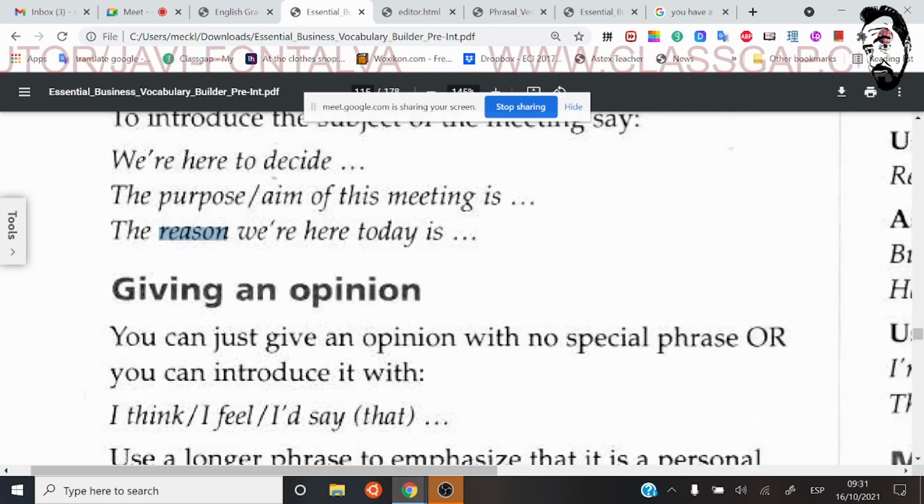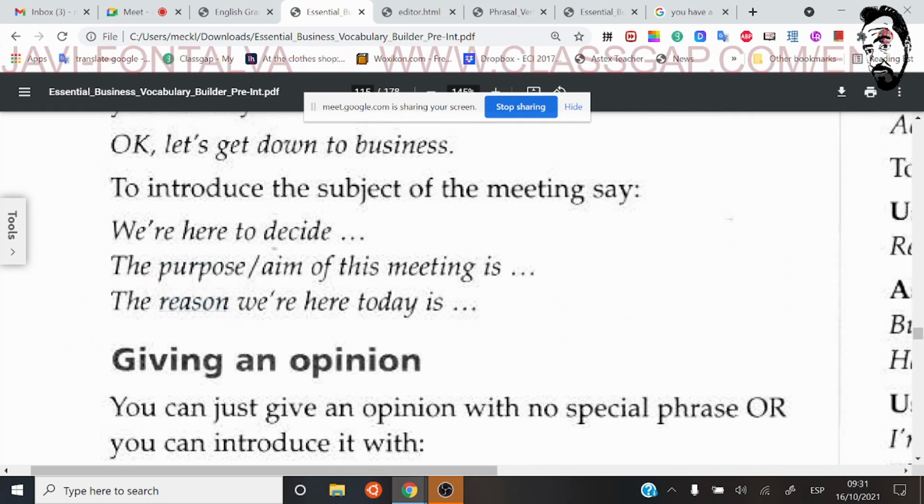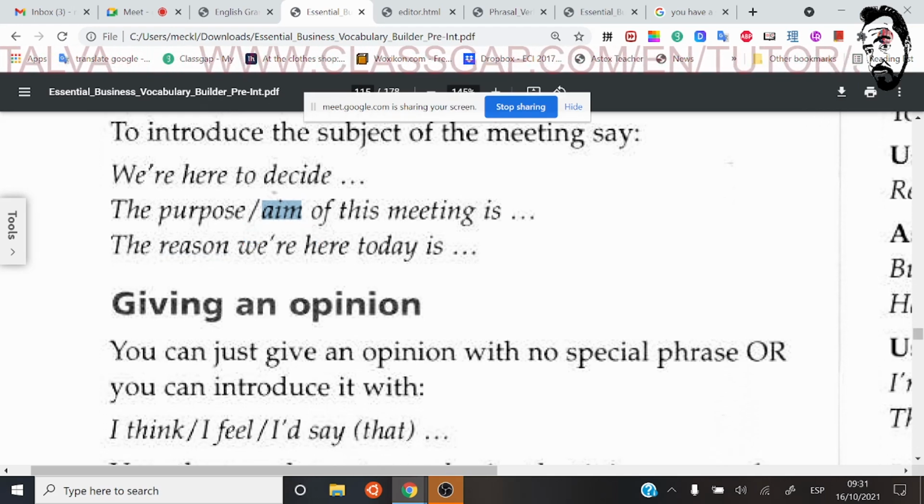Sorry, can I read again? So we are here to decide the purpose, aim of this meeting. No, aim, como objetivo, objective, yeah? Aim of this meeting is, okay, the reason we are here today is, okay.